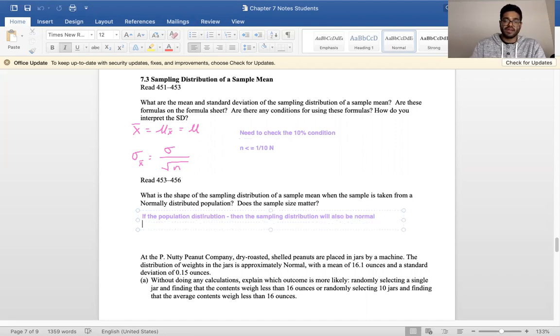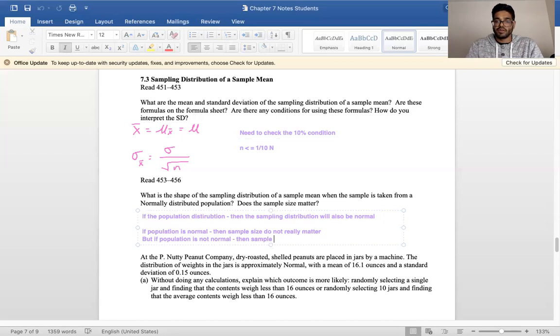And that leads to my next point. If the population is normal, then sample size does not really matter. But if the population is not normal, then sample size will matter. We're going to talk about this in a little bit.